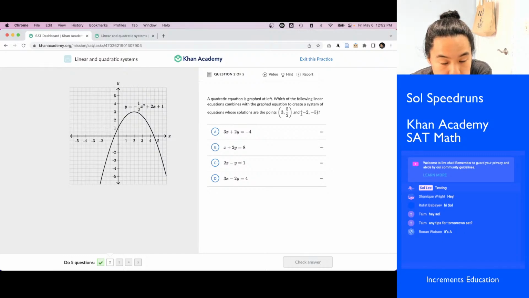Three, 5/2, and minus 2, minus 5. Which of the following linear equations combines to create a system? Oh, I see. Is there an easy and fast way of doing this? What's the fast way of doing this? Well, I could work with minus 2, minus 5, right? So I'm trying to get minus 2. Oh, I see. This is minus 2, minus 5.